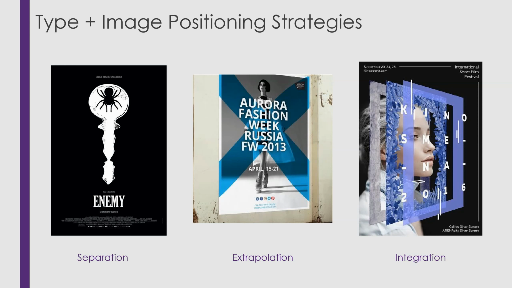And then the third option of positioning is integration, where the text and the image are working as one and they are intertwined in each other, right? So separation was text and image were completely separate. Extrapolation is text on top of image as a separate top layer. But then integration is when the text and the image are more integrated and woven together. You can kind of see that by this example, right?